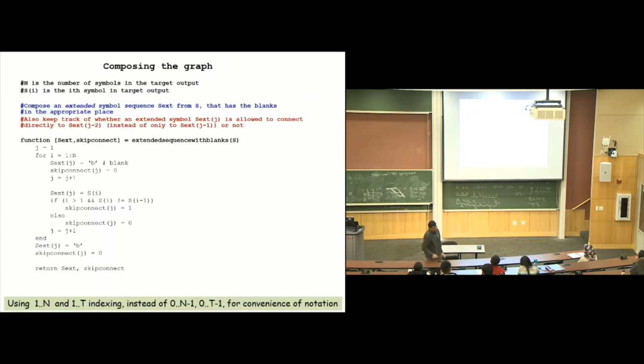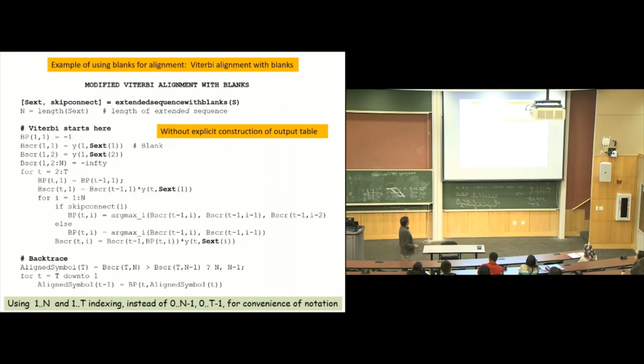So this is the composed graph. Observe that all I'm doing is, when I'm pulling out everything and composing the new graph, I have this extra flag which tells me whether the next thing can be skipped or not, okay? And now I can actually do a Viterbi alignment on this extended graph, right, with the blanks. Or I can do the forward-backward, right?